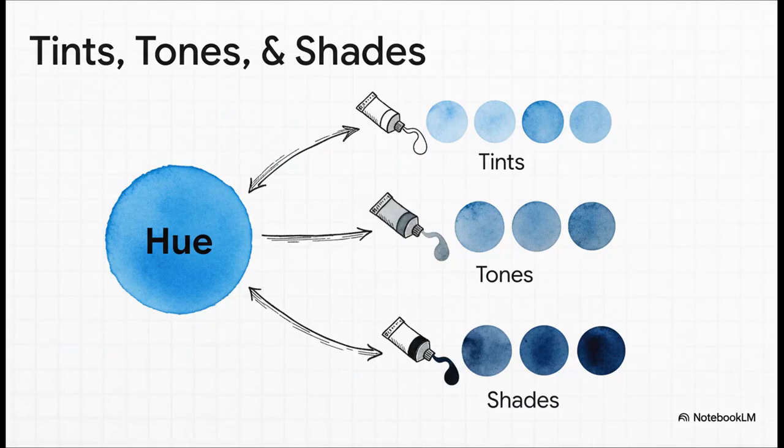So how did designers get all those millions of colors, like a dusty rose or a deep navy blue? Well, it's actually pretty simple. They start with a basic hue, a pure color, and then they just tweak it. If you add white, you get a lighter version called a tint. If you add gray, you get a more muted tone. And if you add black, you create a darker shade. That's how one single color can become a whole family of related options.